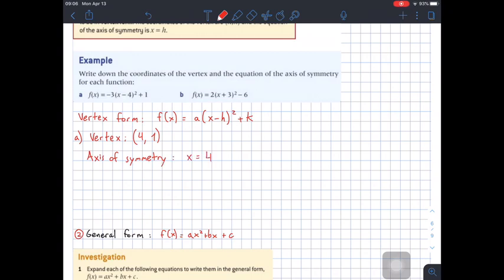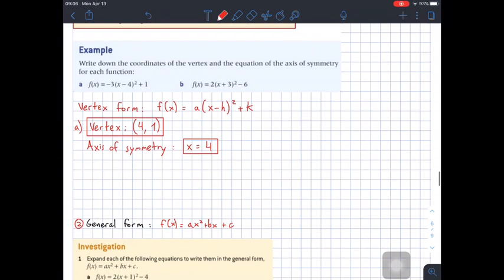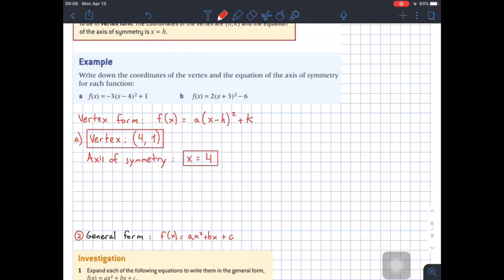Remember to always write x equals 4 or x equals something for the axis of symmetry. It's not correct for you to just write 4, okay? Because this has to be the equation of a vertical line. Okay, that's it for part A. That's the vertex and the equation of the axis of symmetry.